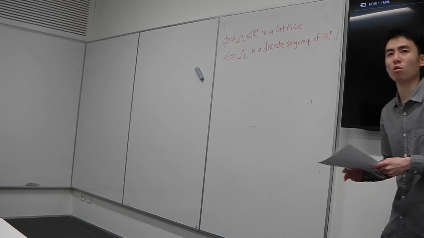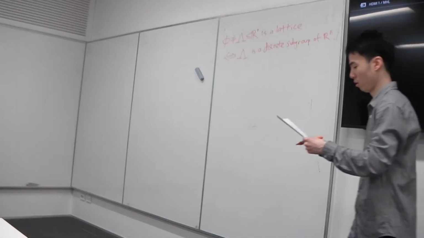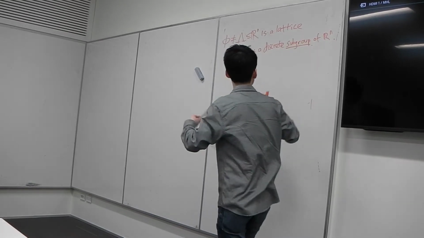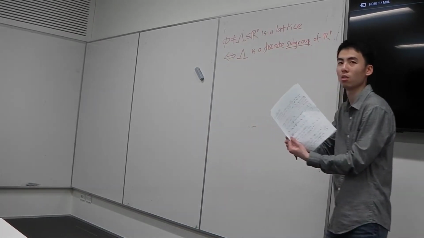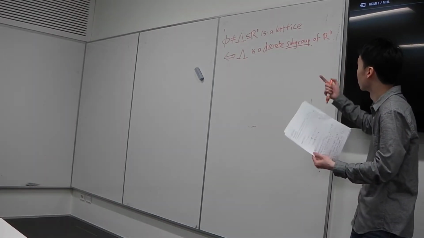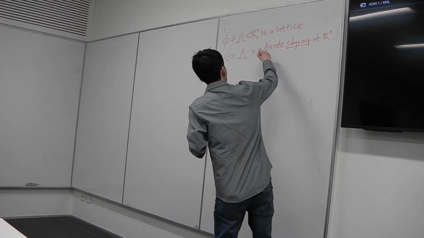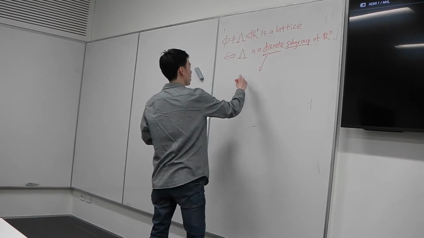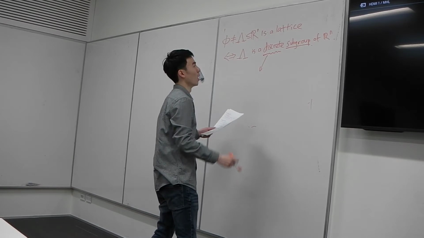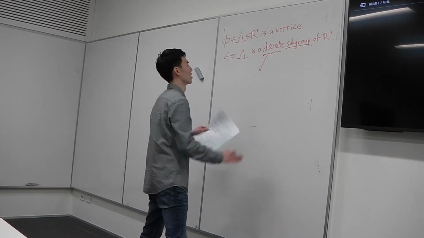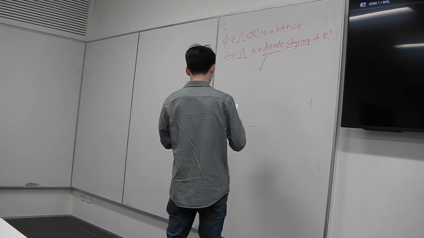Do people know what discrete means? Subgroup is pretty easy. It contains zero. If you add two elements, the result is still in the set, and if you do the scaling, it's still in. But discrete is pretty new. Do you mean subspace? Yes, pretty much subspace, but subgroup is better.